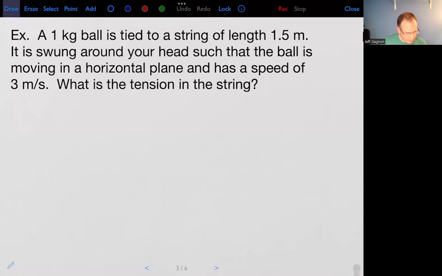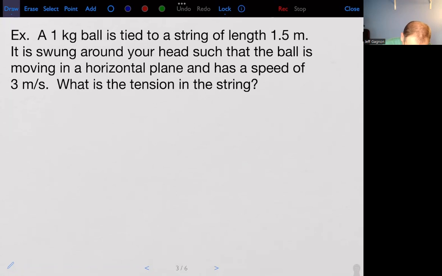So this first example says a 1 kilogram ball is tied to a string of length 1.5 meters. It's swung around your head such that the ball is moving in a horizontal plane, and it has a speed of 3 meters per second. What is the tension in the string?